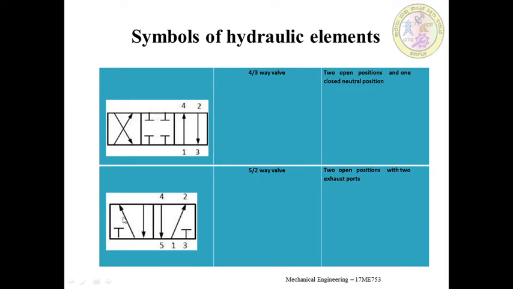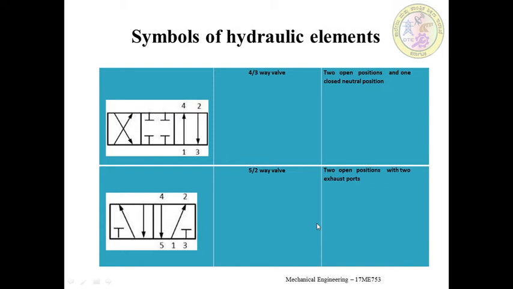5 by 2 valve, we have this image for the 5 by 2 valve. The valve is open with 2 exhaust ports, which means one is taking 5 to 4 and another 1 to 2, either 4 to 5 or 1 to 2. Port 3 is neutral. There is some constraint for this 5 by 2.